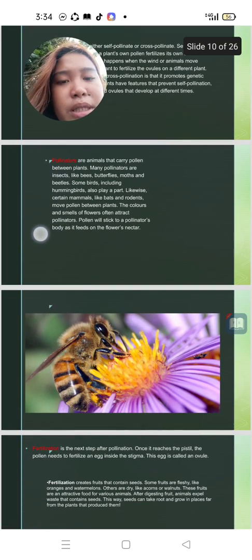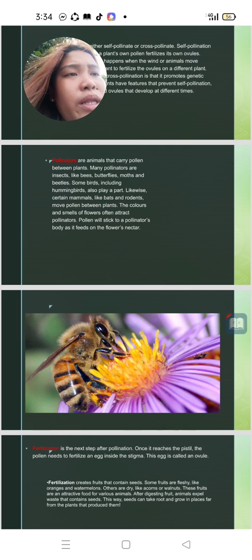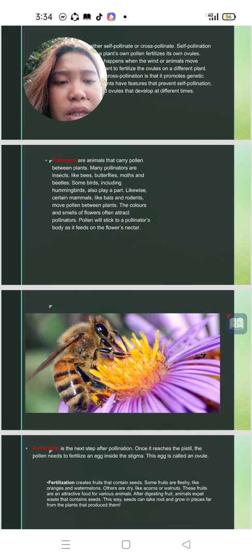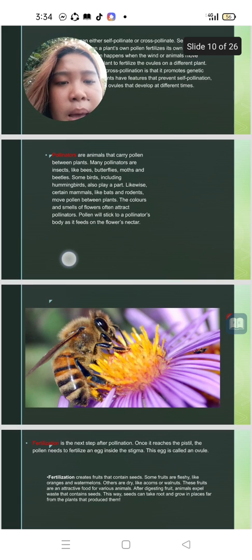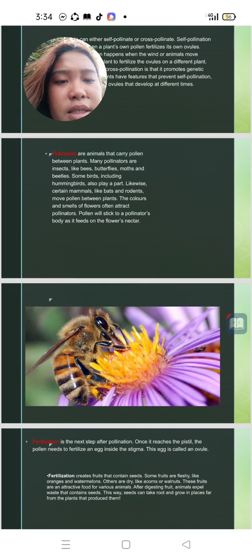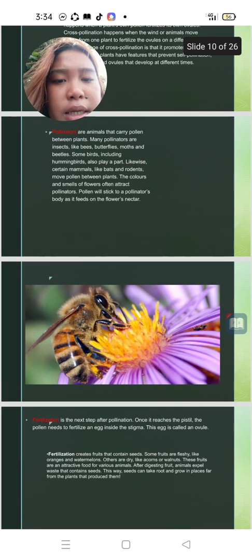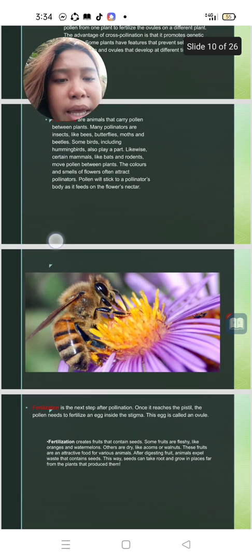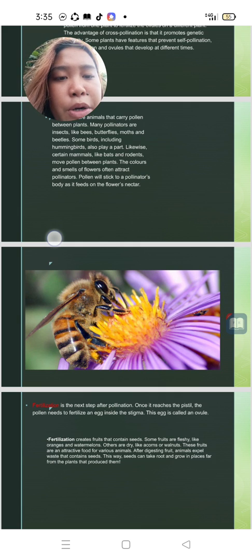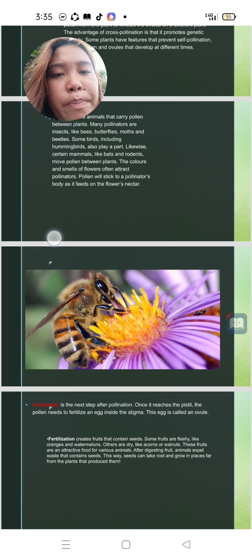Next, let's proceed to pollinators. So what are pollinators? Pollinators are animals that carry pollen between plants. Many pollinators are insects like bees, butterflies, moths, and beetles. Some birds, including hummingbirds, also play a part. Likewise, certain mammals like bats and rodents move pollen between plants.